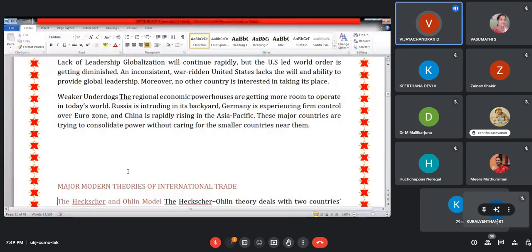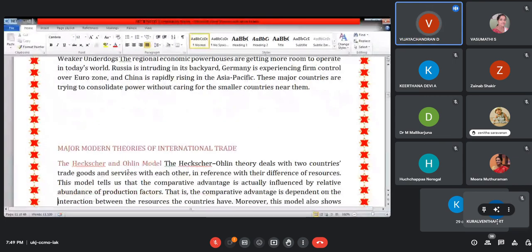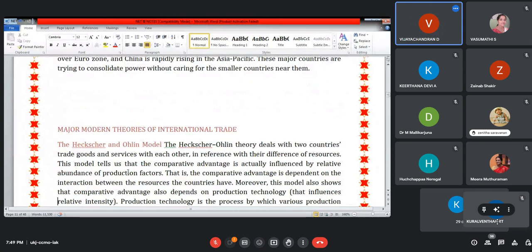Next, I'm moving on to another important topic. What are the international trade theories? In the match-type questions in your examination, they will ask about the different theories in international trade, so you should be thorough. What is the first one? The Heckscher-Ohlin model. I will say the keyword. Don't confuse the different models and theories in international trade.